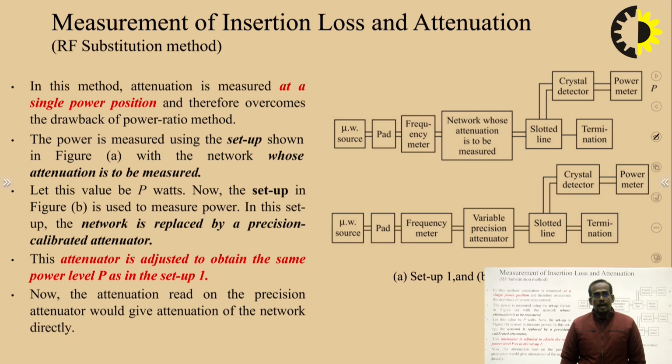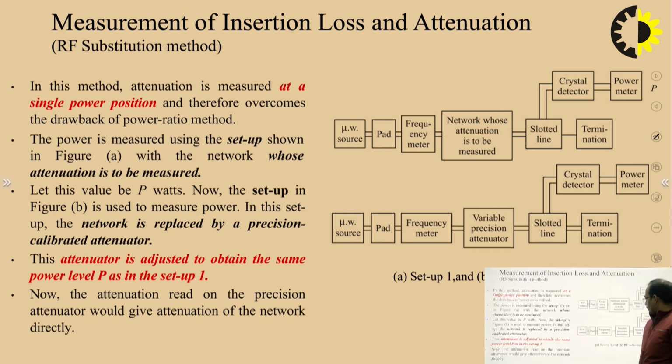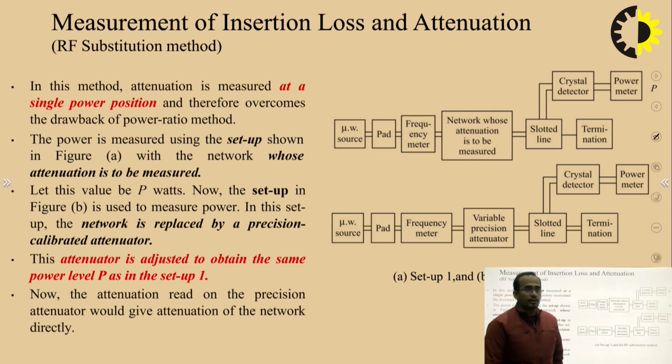Next is the RF substitution method. In this method, in setup 1 and setup 2 we can see that the network whose attenuation is to be measured has been added in between the frequency meter and slotted line. And in setup 2, we are using the variable precision attenuator. So the only difference is that we are using the network whose attenuation is to be measured in setup 1 and the variable precision attenuator in setup 2.